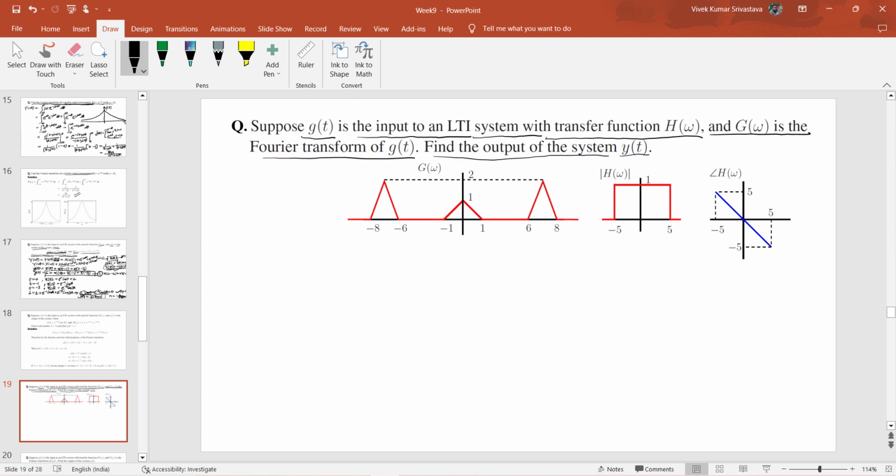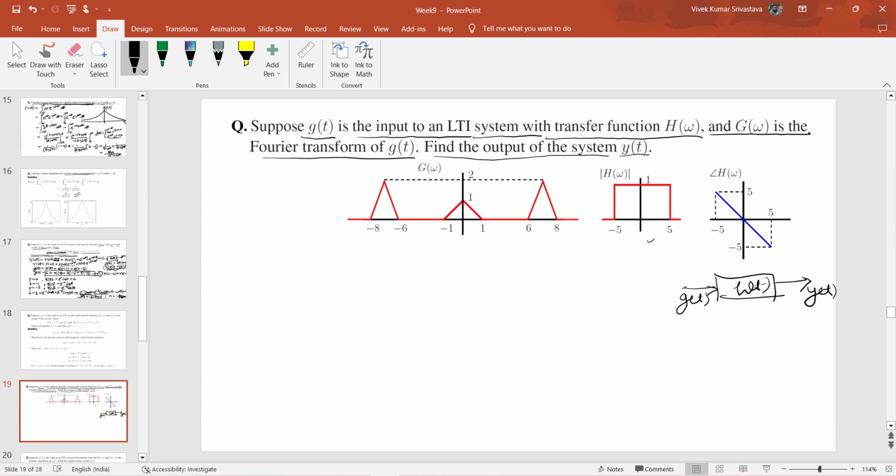Because as we know, suppose this is the system with impulse response h of t, and the input is g of t that is applied to this system. Now we have to find the value of y of t. From this problem, we can see that this filter is nothing but a low pass filter, so it will pass only a certain component of the input. This filter is defined only for minus 5 to 5, its amplitude will be 1 only for this range, and apart from this range the value will be 0.